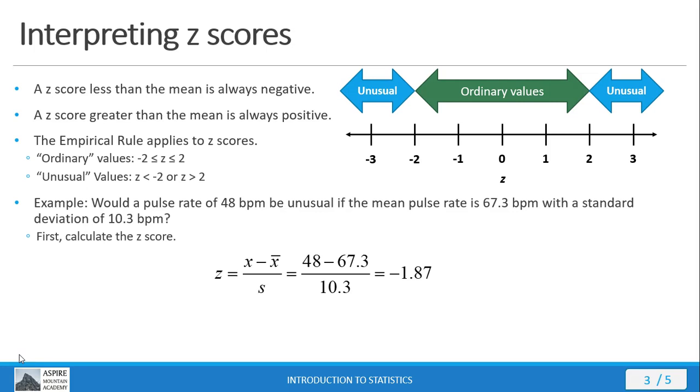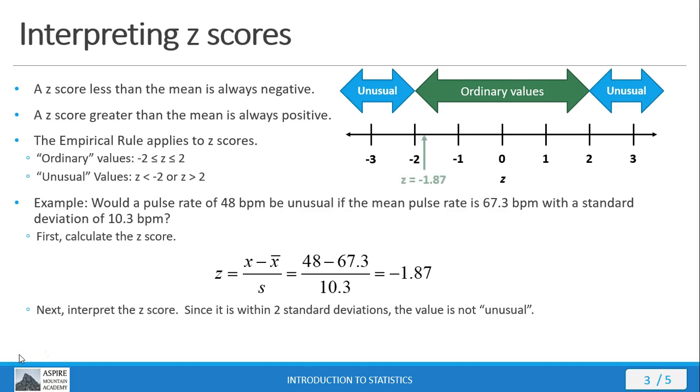That means that this value of 48 is located 1.87 standard deviations to the left of the mean value. Now, would this value be unusual? We have to answer no, because it's within 2 standard deviations of the mean. So, because it's within this central region right here, the z-score tells us that the corresponding real-world value, 48, is a value we'd expect to see. It's not unusual.